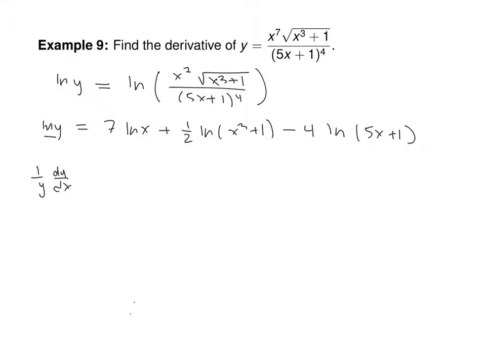And then is the right side very hard to take the derivative of? It's not awful. It'll be 7 times 1 over x, plus 1/2 times 1 over x cubed plus 1 times 3x squared, minus 4 times 1 over 5x plus 1, and then times 5.